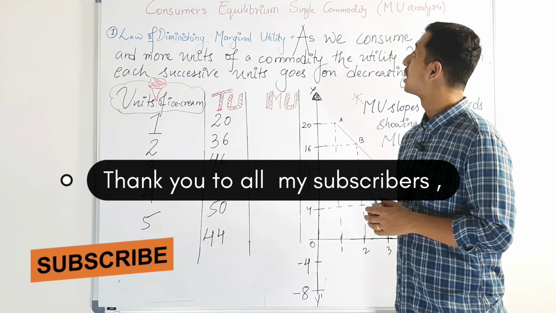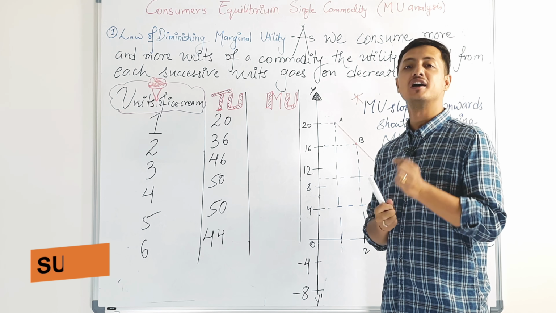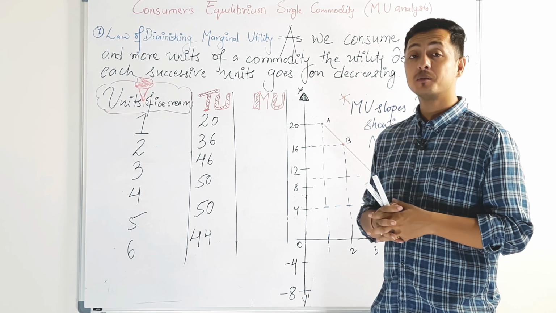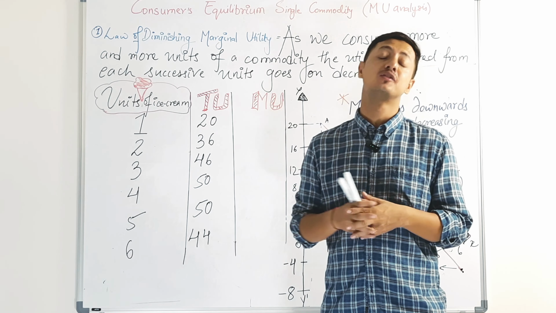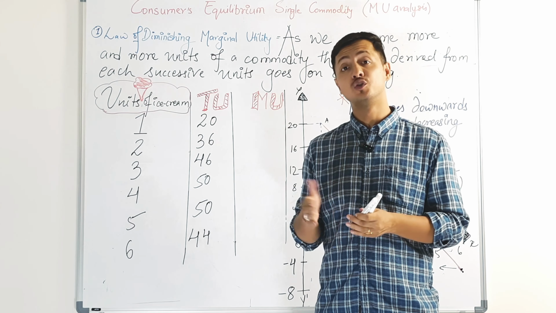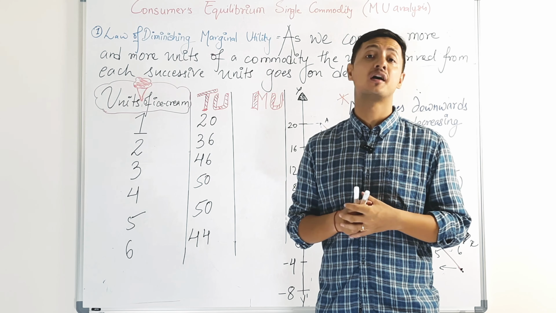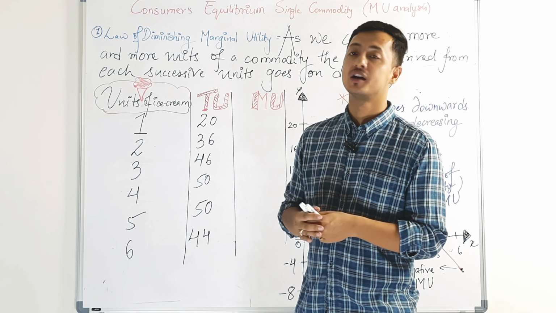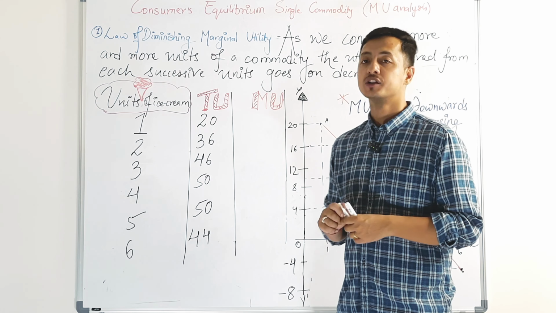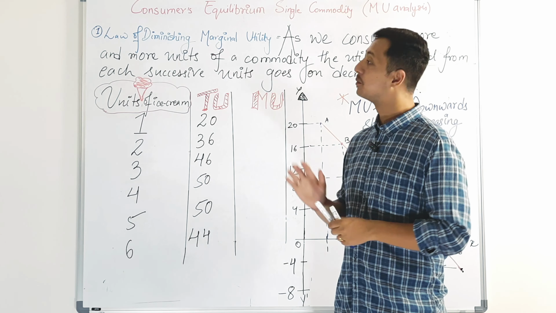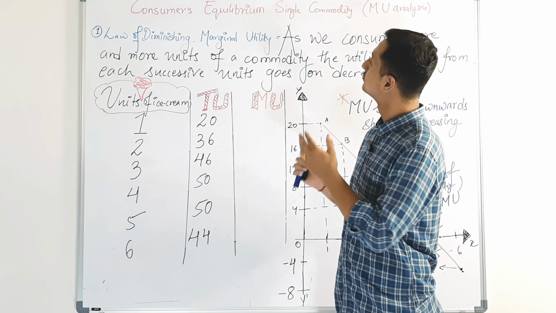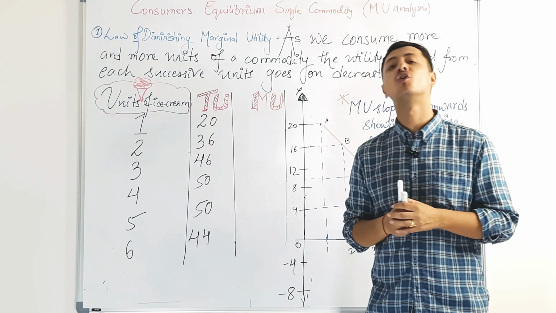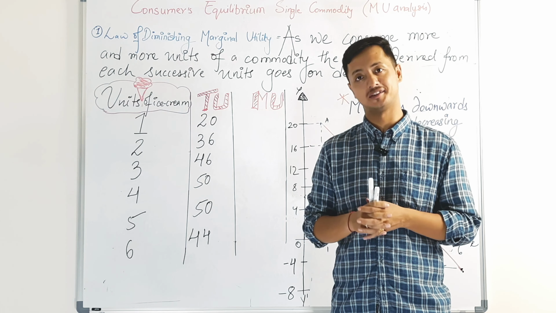Today we will be covering consumer's equilibrium, single commodity, under marginal utility analysis. Consumer equilibrium can be analyzed through marginal utility analysis and indifference curve analysis. Under marginal utility analysis, we have single commodity and two commodities. Today we will be doing single commodity. But before we go into this concept, we'll be understanding what the law of diminishing marginal utility is.